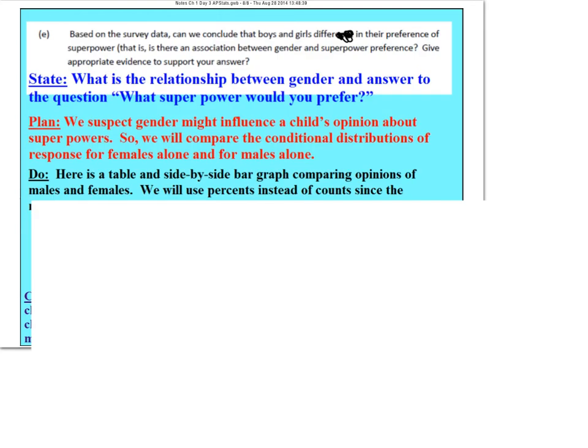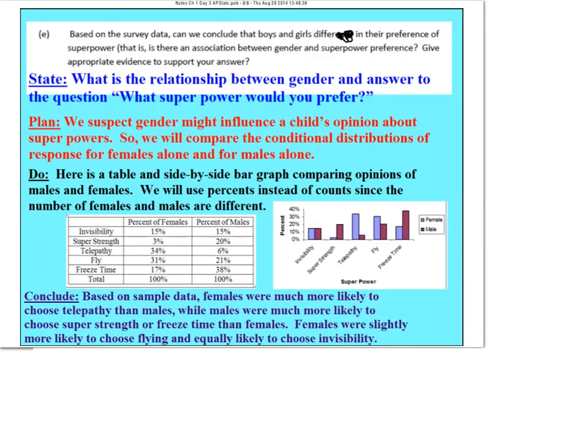Well, the do part for this, there's a lot, and we've kind of done most of it, but here's what you might summarize. Here's a table and a side-by-side bar graph comparing the opinions of males and females. We'll use percents instead of counts since the number of females and males are different. This is incredibly important that you make note of that. If your counts are not equal, you cannot compare counts. You must convert them to relative frequencies. So here we have a table and here we have a graph.